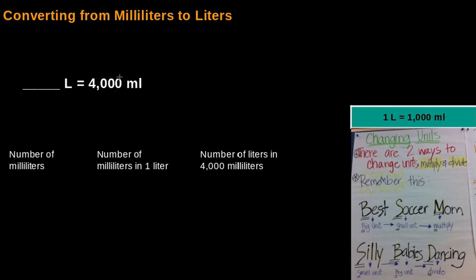You're moving from what you know to what you're yet to know. So we are moving from milliliters to liters. That means you're moving from the small unit to the big unit. Remember, from small to big, we divide. Silly babies dancing. So 4,000 divided by the relationship, 1,000, the number of milliliters in a liter. 4,000 divided by 1,000 would give you 4. So right here you have 4 liters in 4,000 milliliters.